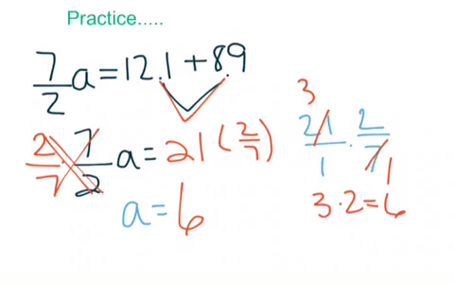So this cancels these out, so we have a left. And then 21 times 2/7, we can simplify. 7 goes down to 1, 21 goes down to 3. 3 times 2 equals 6. So a equals 6 is your answer there.